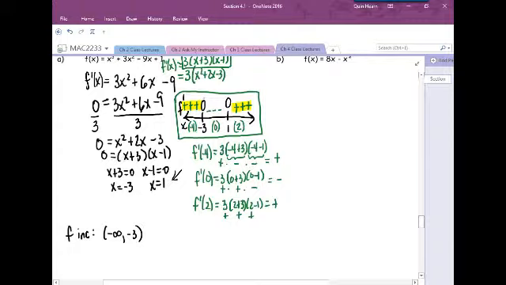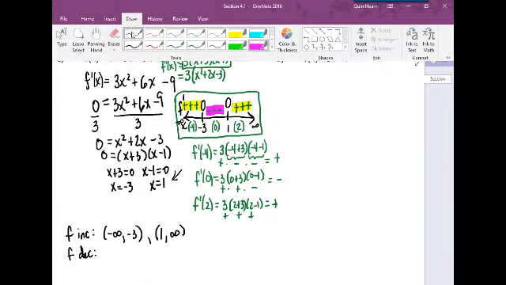That first one is everything to the left of -3, so -infinity to -3. Notice I'm putting a parenthesis because it doesn't have a positive derivative at -3. 0 is neither positive nor negative. And then where else is it increasing? Well, from the x value 1 up to infinity. To the right out here is infinity, to the left negative infinity.